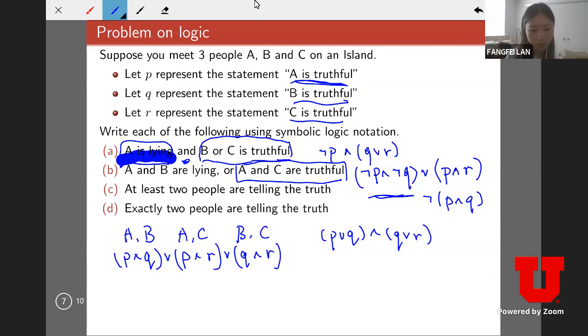Yes. There's another question that says, can we say something like P and Q or R? But then you're not considering what happens if A is the person who's lying, but B, C are telling the truth. This doesn't consider all the possibilities that two people, doesn't matter which two, but two people.